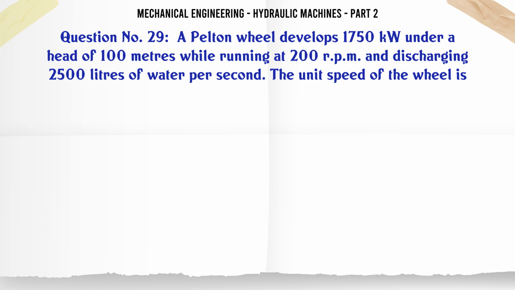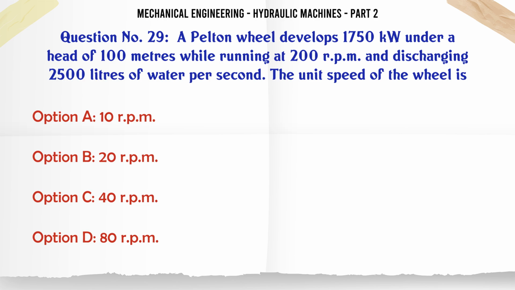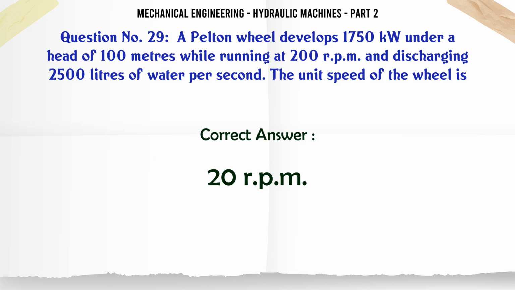A Pelton wheel develops 1750 kilowatts under a head of 100 meters while running at 200 rpm and discharging 2500 liters of water per second. The unit speed of the wheel is A. 10 rpm, B. 20 rpm, C. 40 rpm, D. 80 rpm. The correct answer is 20 rpm.